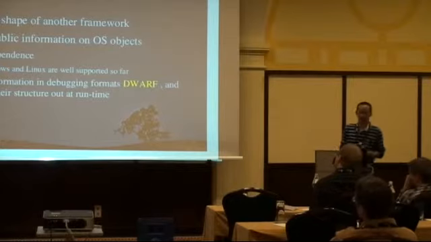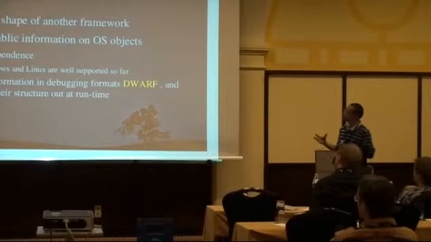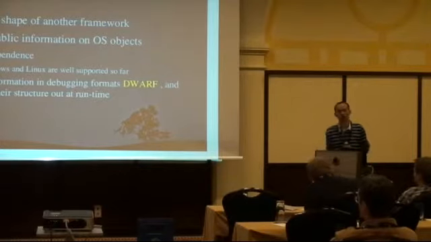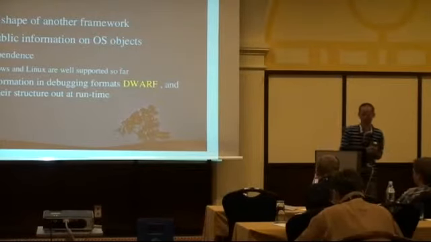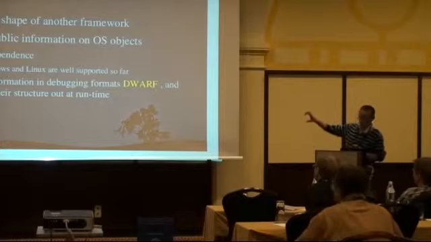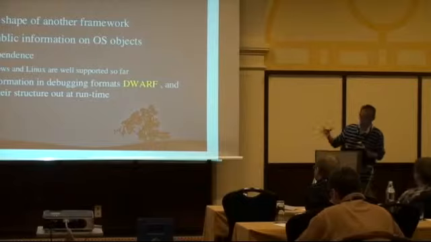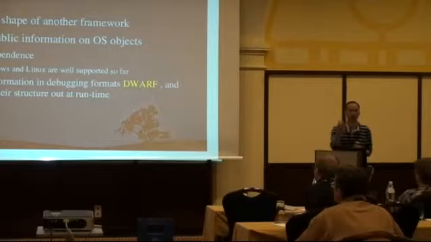So yeah, here I have another little framework named libdi. libdi relies on public information on OS objects. I am not involved with Microsoft, so I have no internal information about those objects, but I rely on public information. And now we support OSes like Windows and Linux. And how to get that information? I build those objects in debugging format, and after that, I extract all that information from the debugging information.